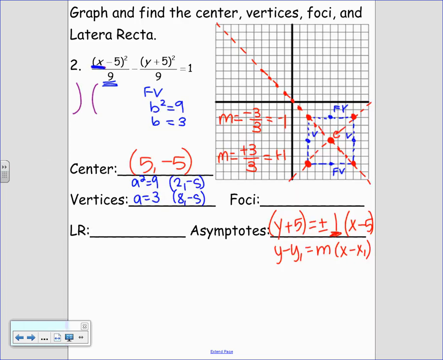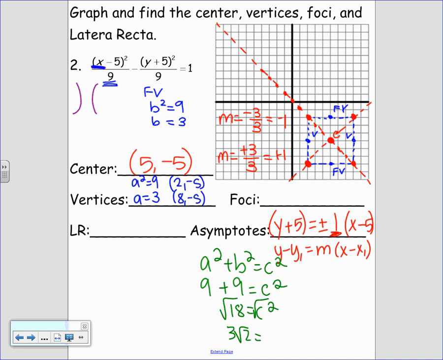Fantastic. Let's talk about the focus. My focus is a squared plus b squared equals c squared. I have to find c. So 9 is a squared, 9 is b squared. So 18 is c squared. So that means if I square root it, I get 3 root 2 is my c value. And the square root of 18 is 4.2 on a calculator.